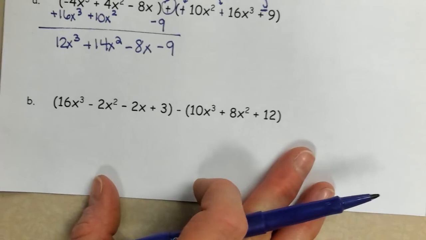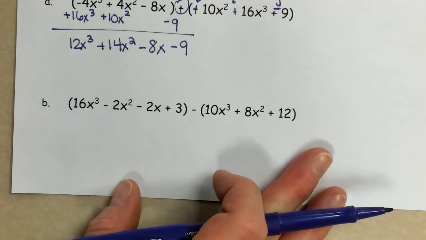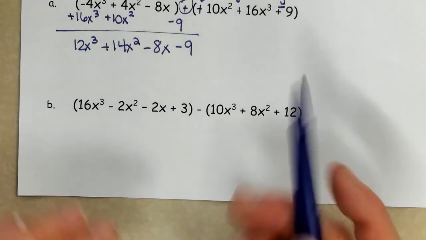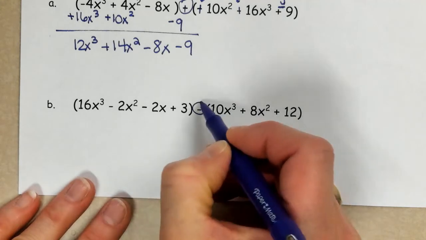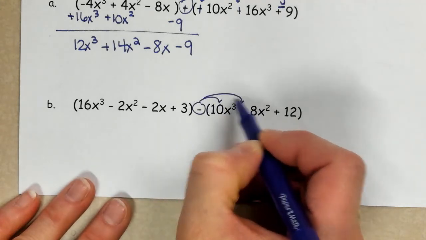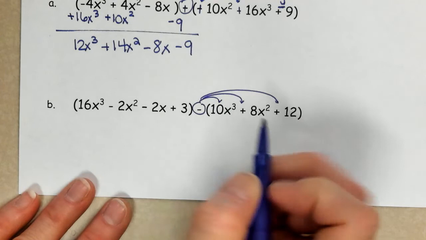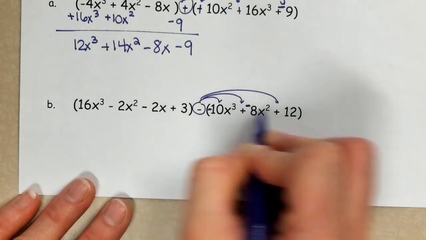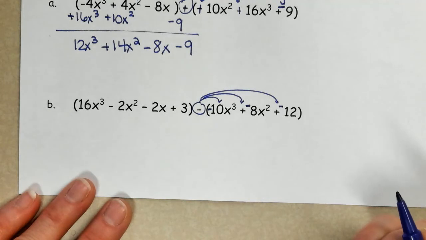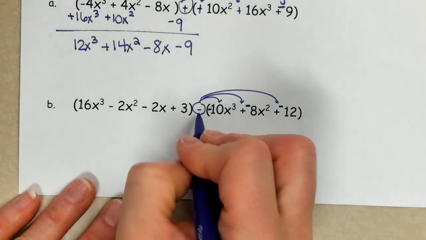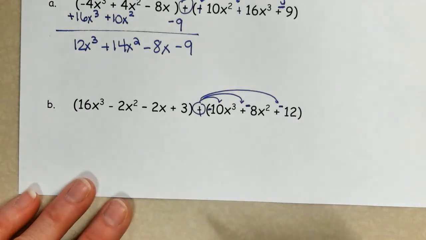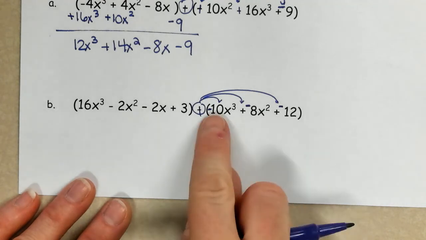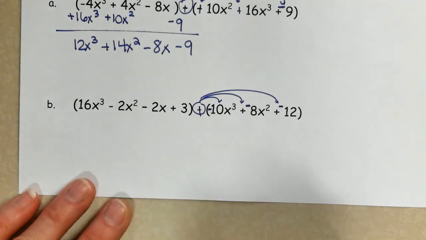Alright, last one. Step 1. Send out this negative to the entire polynomial behind it. So this 10 becomes negative, this 8 becomes negative, this 12 becomes negative. Now I'm going to change it to adding like terms. Now the negatives stay with each piece, so I don't have to have it up front.